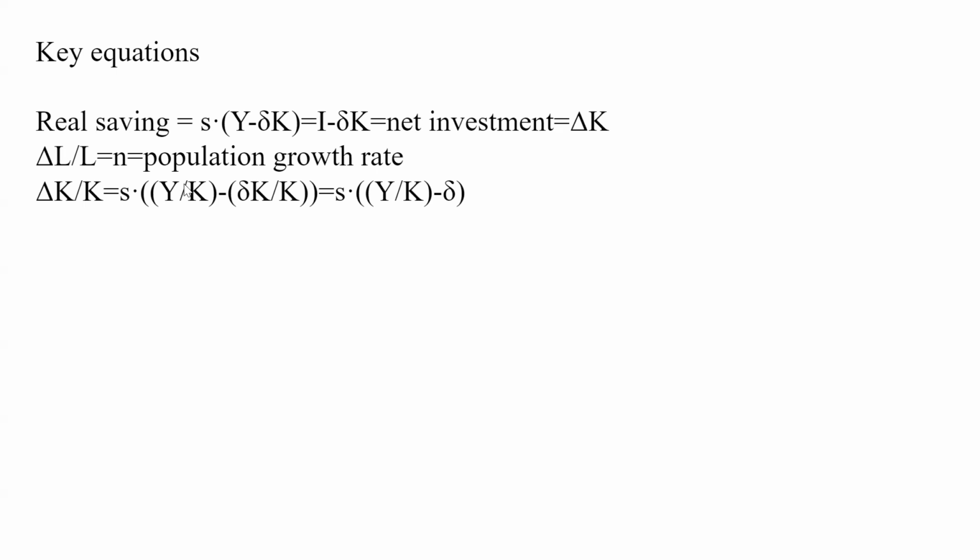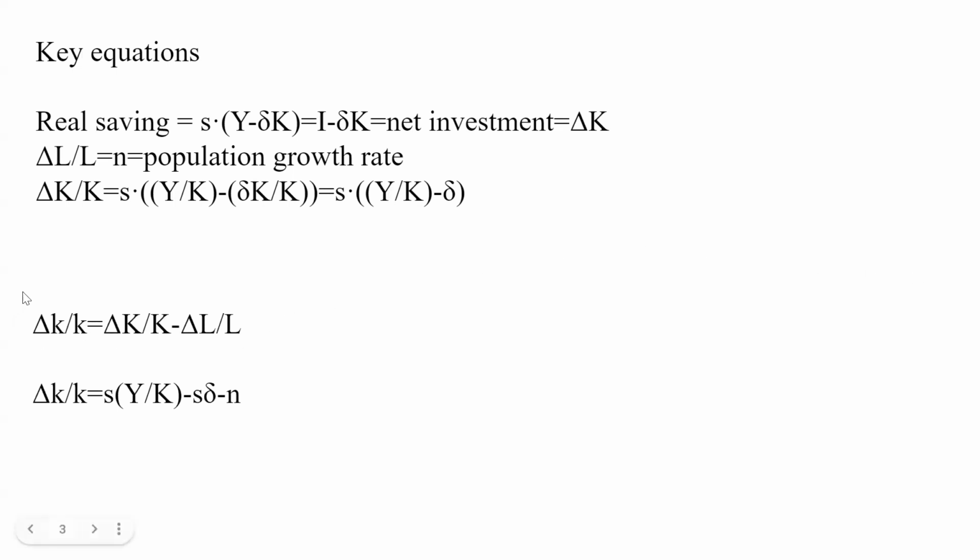And the growth rate of the capital stock, here in the third line, we can just find by taking the real saving equation, S times output minus depreciation, and dividing all of that by the total capital stock. These two K's cancel out, and we just get that the growth rate of the total capital stock is equal to the savings rate times Y divided by K, which is the average output of capital, minus depreciation.